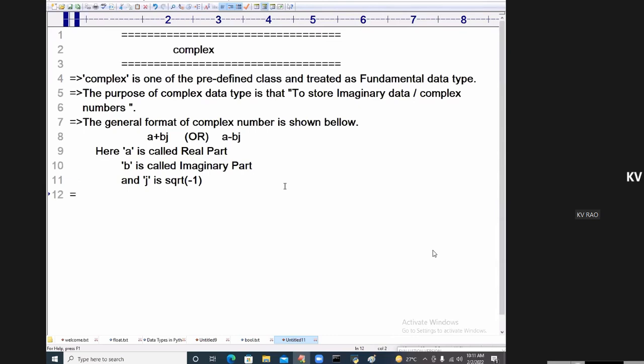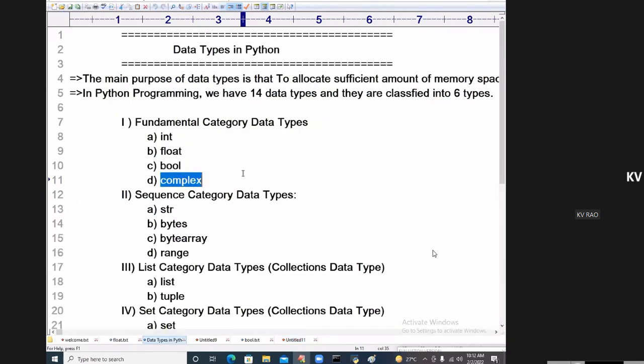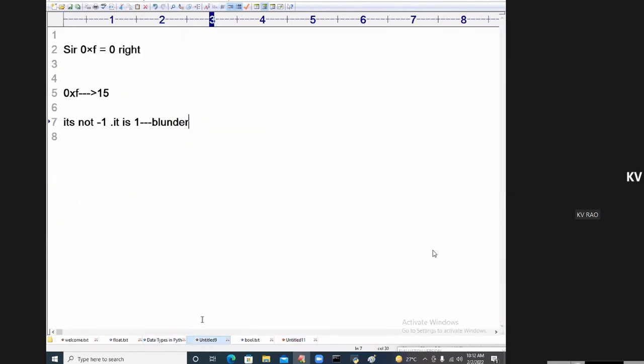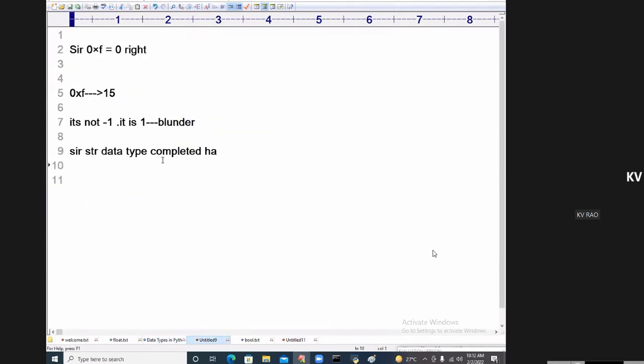Now I will take some examples. Kumar Babu, which data type am I discussing here? Complex. Where is the str data type? Here it is the str data type. What are you asking? Sir, str data type is completed, like that you are asking.